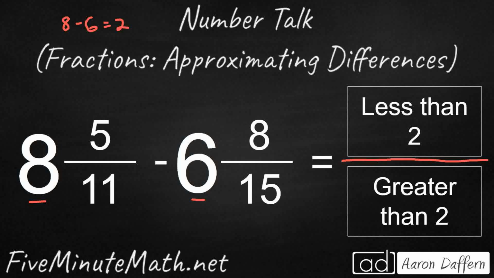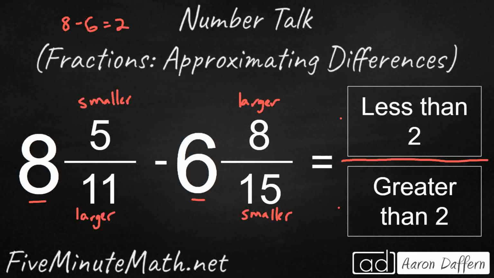If this happens to be a smaller fraction, the 5/11ths, and this happens to be a larger fraction, that 8/15ths, when you take a larger from a smaller, you end up having to regroup. And if we regroup that 8 into a 7 to make the fraction subtraction really work, then that means we're going to be a little bit less than 2 because we have to regroup the whole number. But if this happens to be larger and this happens to be smaller, when you take a smaller from a larger, you have a little bit left over. So it's going to be a little bit greater than 2. So really, we just need to evaluate these fractions.